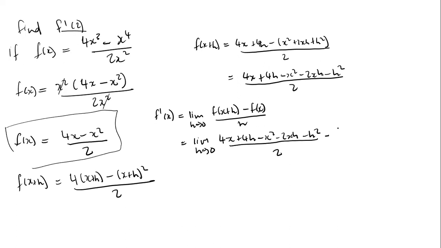So f of x is equal to how much? It's 4x minus x squared, divided by 2. Sorry, I left the x out earlier. And therefore, this division, I'm going to write it here, divided by h. I hope it's not confusing. So be careful when performing calculations, make sure that you are careful, so that you do not make mistakes.